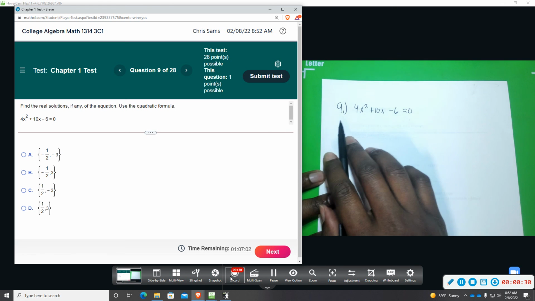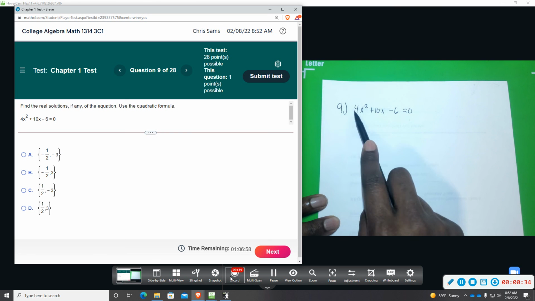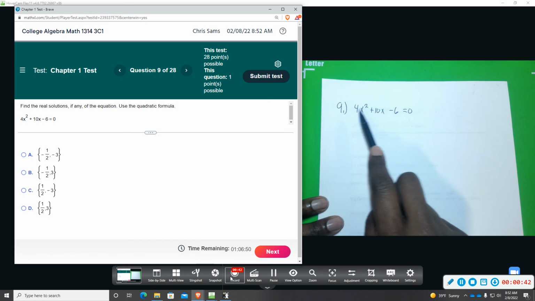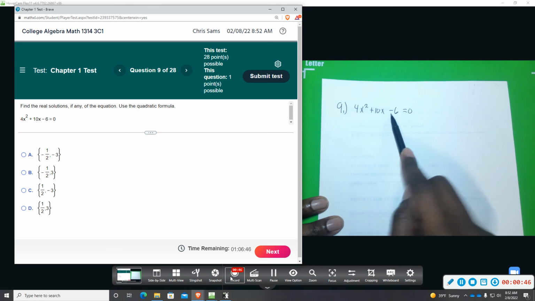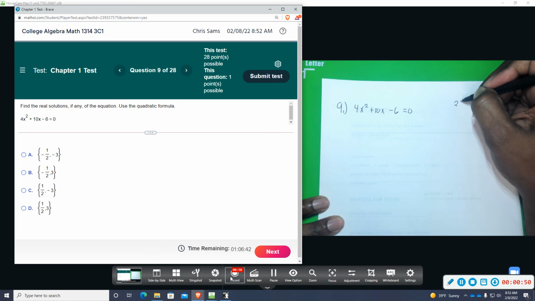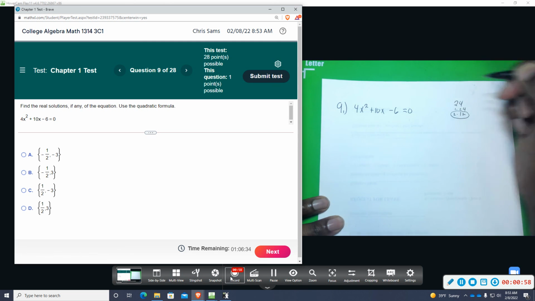I definitely wouldn't recommend completing the square, but let's see if this will factor. 4 times 6 is 24, and we want to subtract to get 10 from factors of 24. So 1 and 24 will not give us 10. 2 and 12 will give us 10. I would recommend factoring this. 4 times 6 is 24, and then 1 and 24, 2 and 12. These will subtract and give you 10.